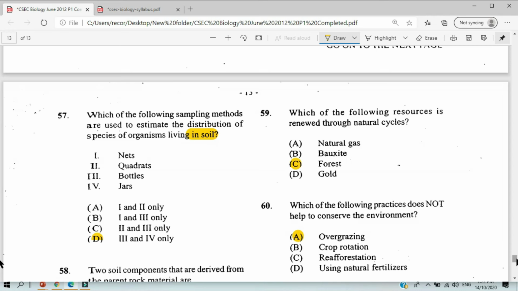And grazing here refers to our animals eating the grass, and they can eat it really low to a point where we start having sheet erosion. It might end up in gully, rill erosion, that type of thing. So definitely for 60, our answer is A.